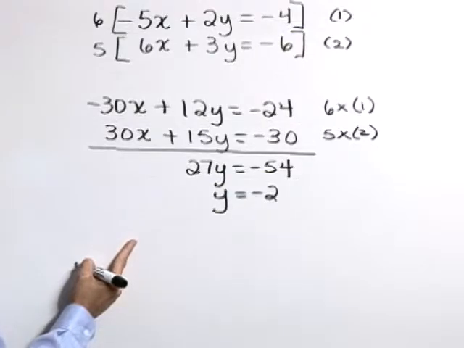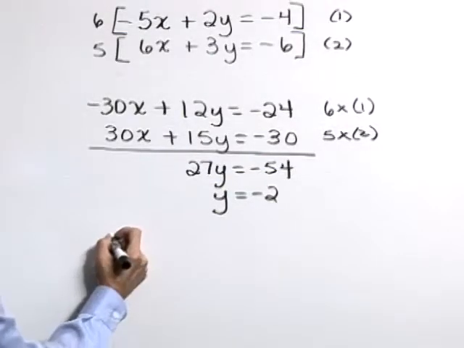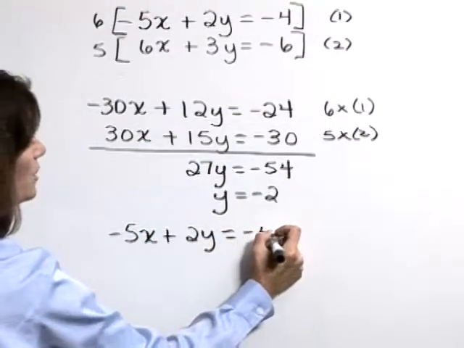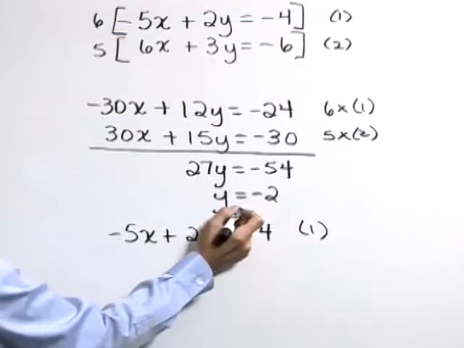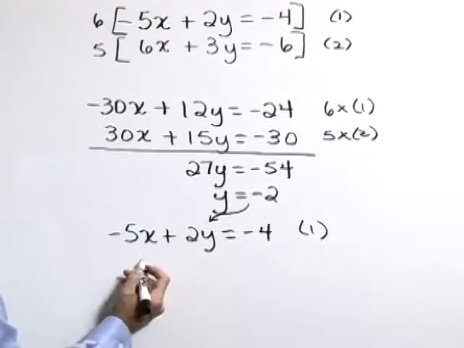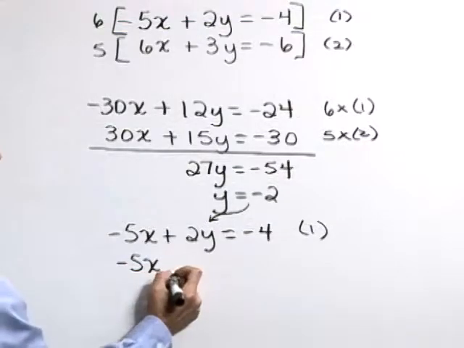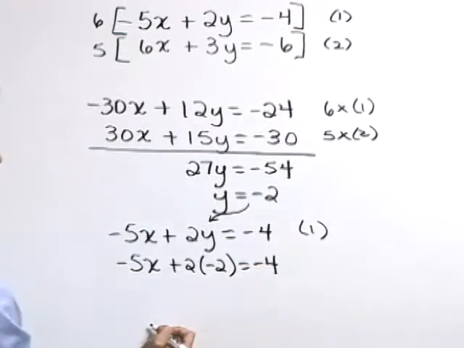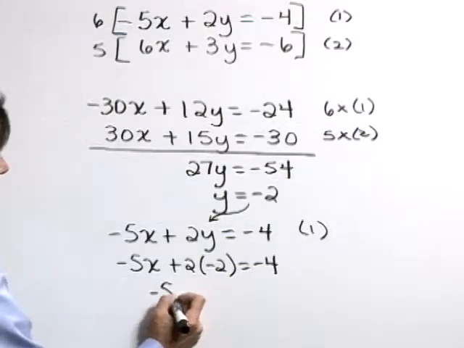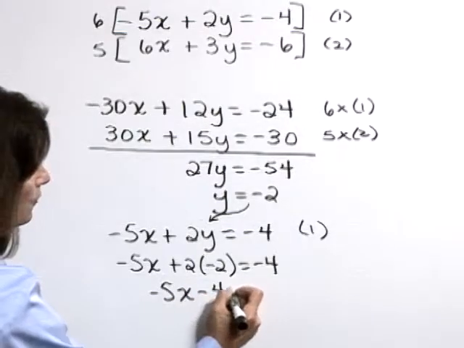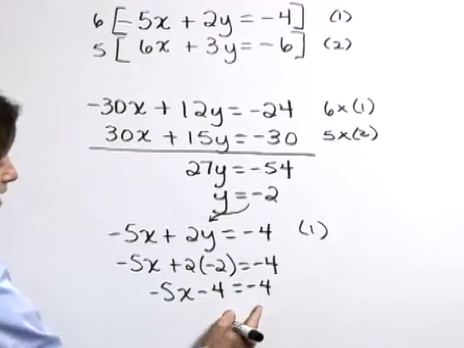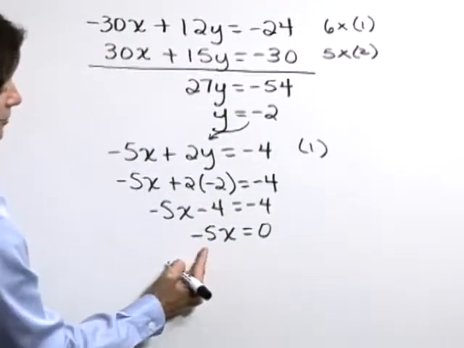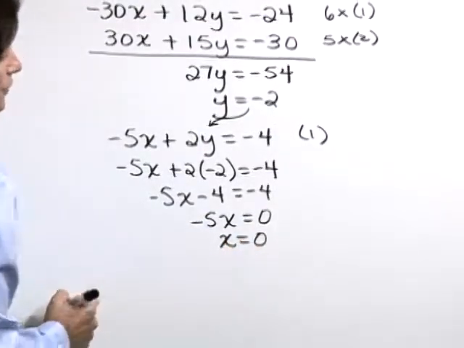Now let's solve for x. And I'm going to go back to equation 1, which was negative 5x plus 2y is equal to negative 4. And let's substitute y equal negative 2 into this equation. Thus it becomes negative 5x plus 2 times negative 2 is equal to negative 4. That's negative 5x minus 4 is equal to negative 4. Adding 4 to both sides gives negative 5x equals 0. Divide both sides by negative 5 to get x is equal to 0.